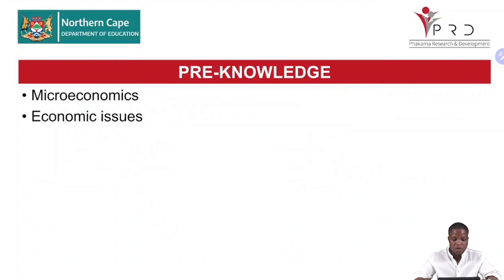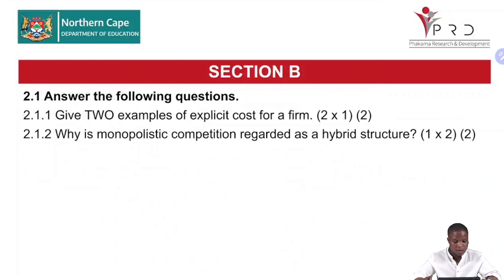Right, so our pre-knowledge, you have already done microeconomics in the classroom. That one included the perfect, imperfect, and market failure. You've done economic issues. It included inflation, tourism, and environmental sustainability. Right, so we are going straight to our section B questions from the November 2020 question paper. So we are going to do question 2 from 2.1 to 2.5, right?